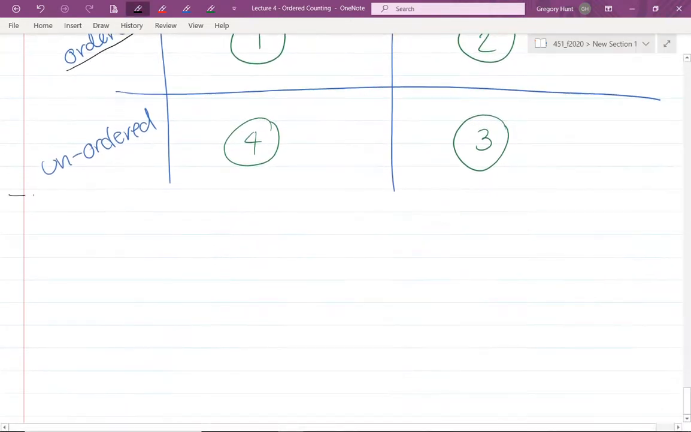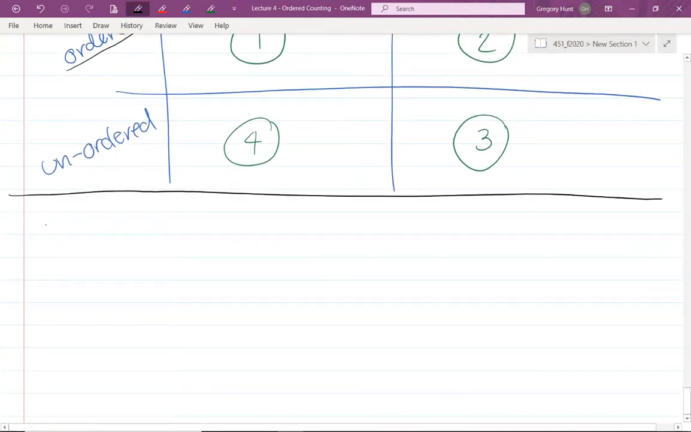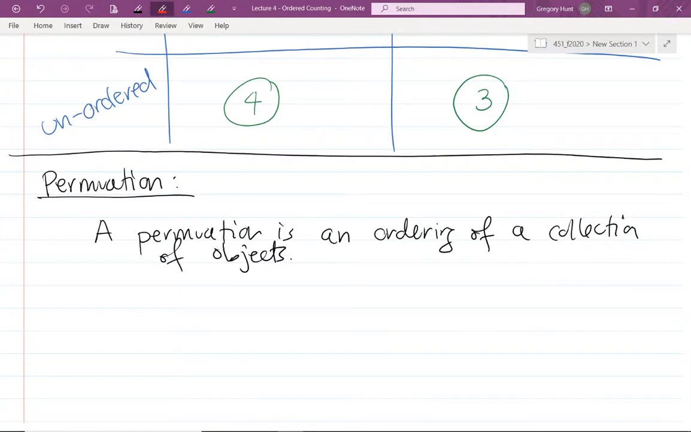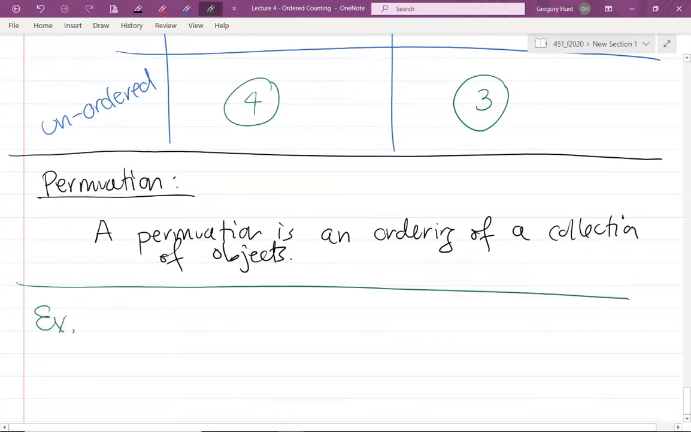So the first thing I think we should talk about is what a permutation is. A permutation is a fancy way of saying an ordering of a collection of objects. So let's say, for example, maybe my objects are the set. I have an object A1, an object A2, and an object A3.